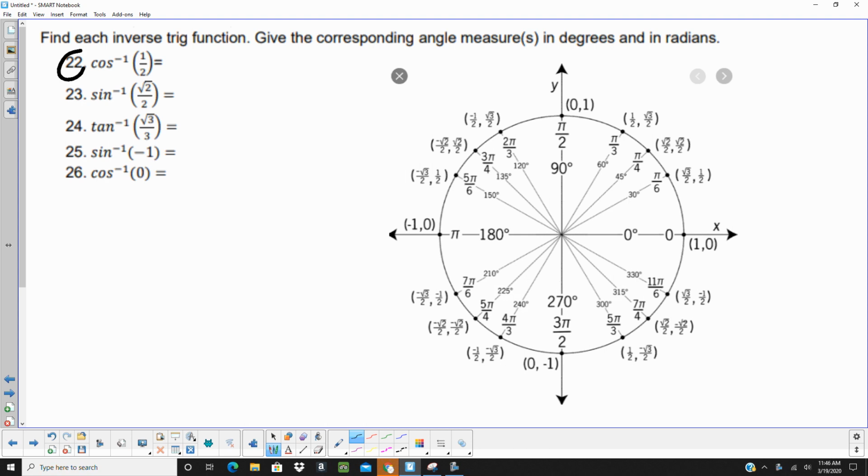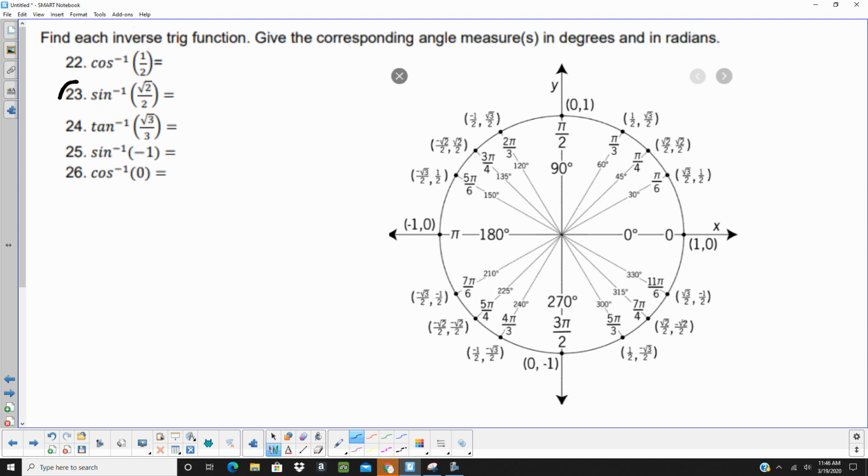So on number 22, that is the cosine inverse of 1/2. They're just asking what angle measurement gives a cosine of 1/2. Well, you want to look at your x-coordinate. So I look where my x-coordinate is 1/2. It is at 60 degrees, which is pi over 3. And it is also happening at 5 pi over 3 and 300 degrees. Let's go on and do the next one.